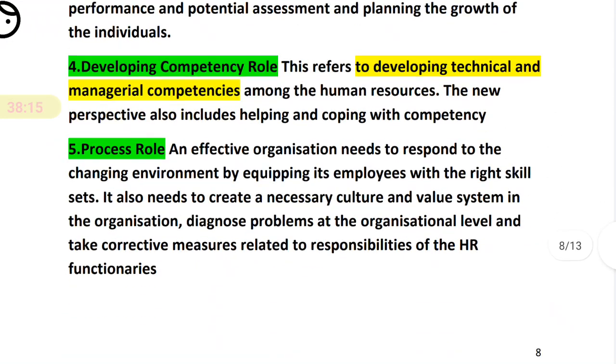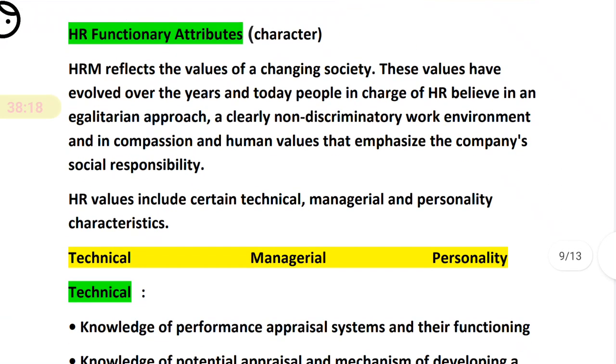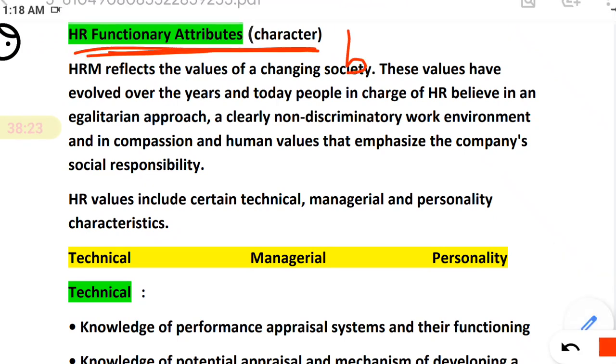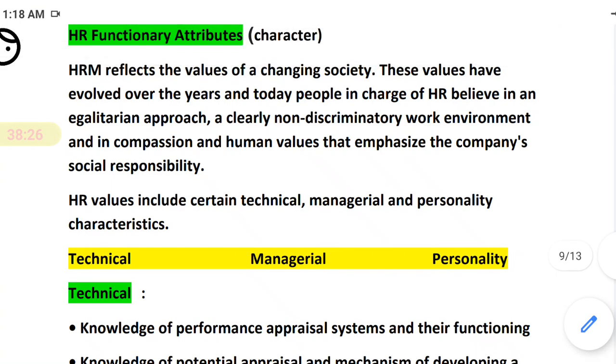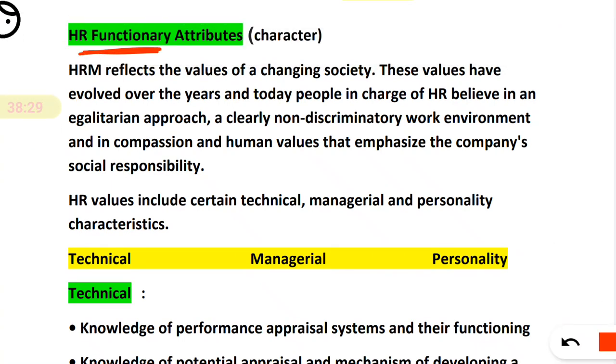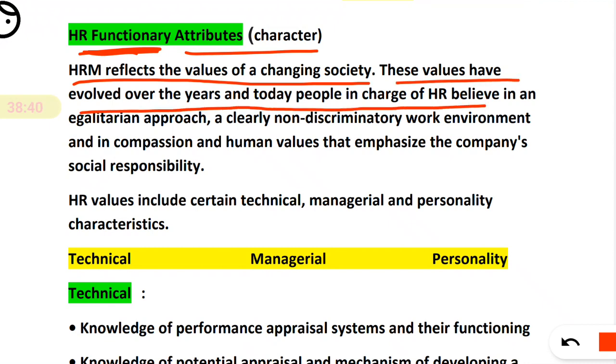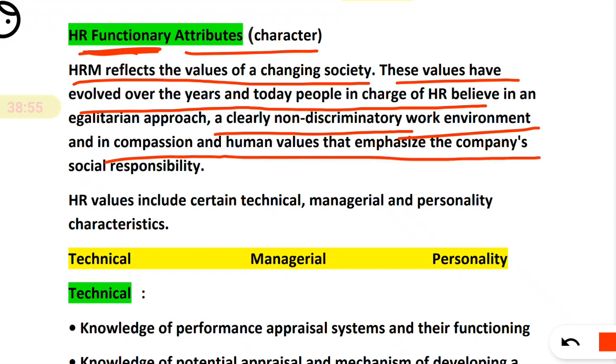Okay, now the next part we have to discuss is the HR functionary attributes, basically the characteristics or character that an HR should have. See, HRM reflects the values of a changing society. These values have evolved over the years, and today people in charge of HR believe in a clearly non-discriminatory work environment, and in compassion and human values that emphasize company social responsibility.